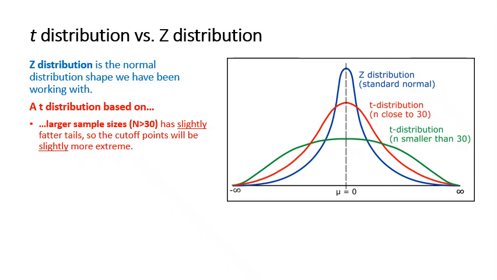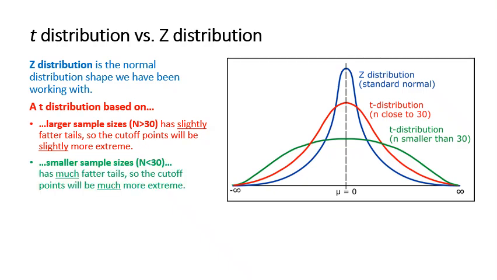So it won't be that different from the z distribution cutoff points. But smaller sample sizes have much fatter tails, so the cutoff point is going to be a lot more extreme. In order to get only 5% of the values in this green distribution, we're going to have a cutoff point a lot farther away from the mean.